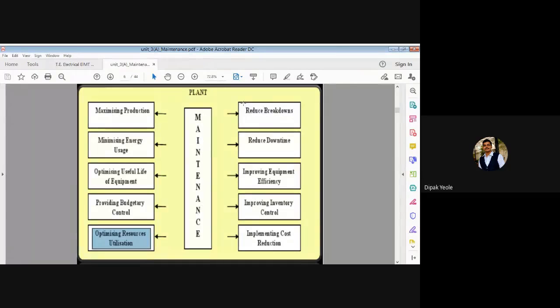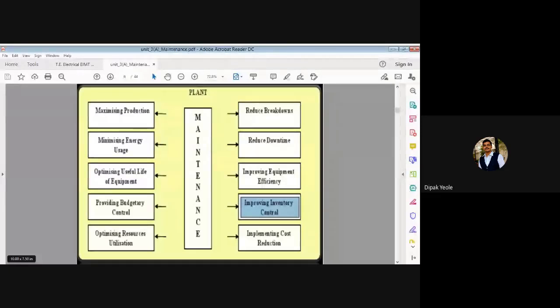Ultimately, they are interested in reducing the breakdowns and reducing the downtime. So you can say these two concepts are the same. Improving the equipment efficiency: obviously, if we are minimizing the energy usage, the equipment efficiency can be improved. Improving the inventory control: there is scope for the maintenance department to improve the controls. Implementing the cost reduction, so it is related to the budgetary action. Yes. So these are the 10 objectives, or 10 points, which have to be taken care of by this maintenance department. I hope this point is clear to you.